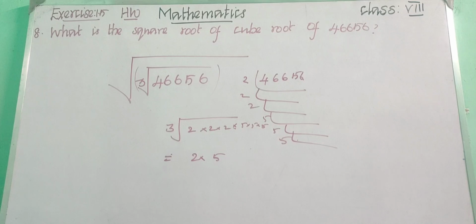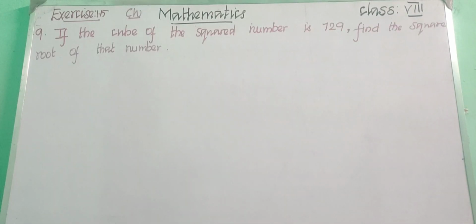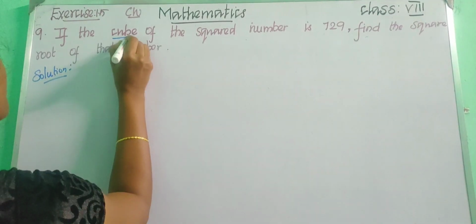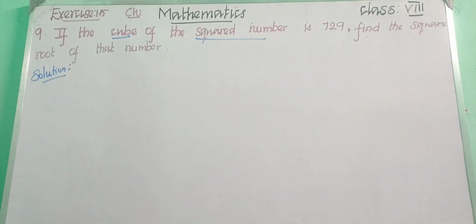Okay, children. Let us see the 9th sum. Children, see the 9th question. Read the question. If the cube of the squared number is 729. Cube of the squared number. Children, in the previous sum we said square root and cube root, right? But here see, cube and the square number. They mentioned the cube.